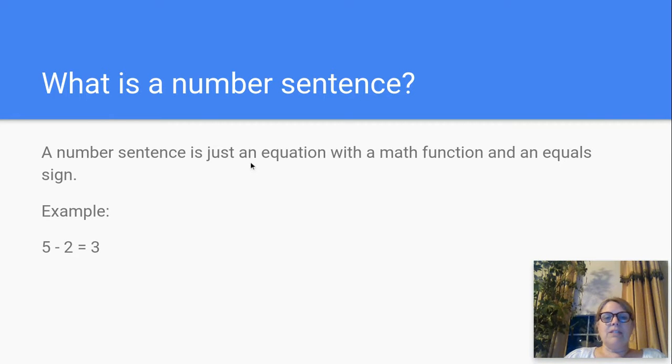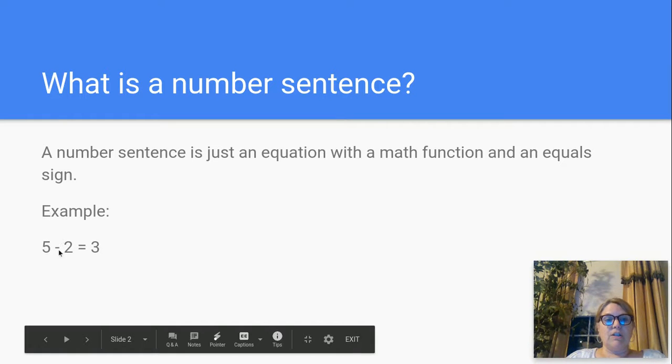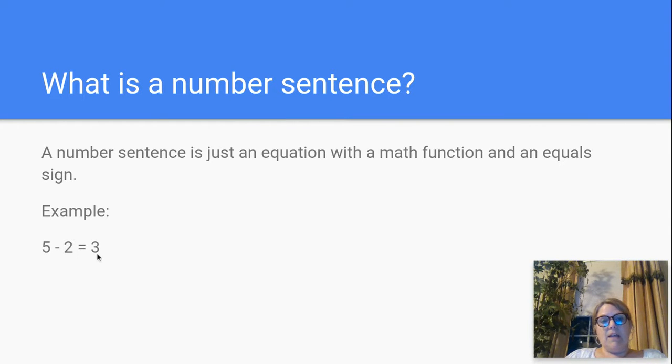A number sentence is just an equation with a math function and an equal sign. So, for example, 5 minus 2 equals 3. The math function here is subtraction. You can have subtraction, addition, division, and multiplication. For our purposes here in fourth grade, those are the functions that you could be performing. And then an equal sign, and then you have an answer on the opposite side.